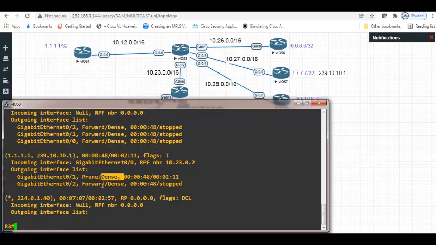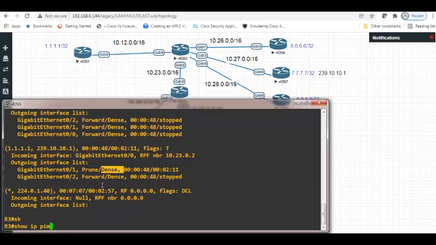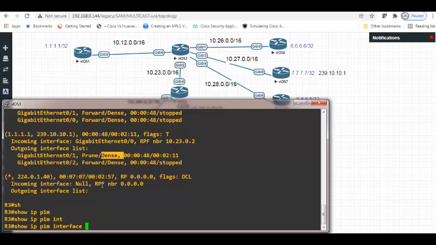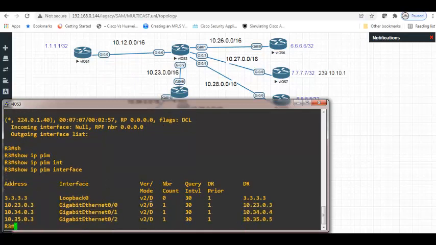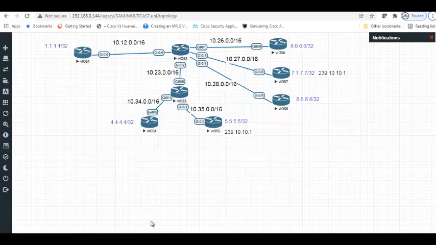See this command: show ip pim interface. It shows the mode that is running is dense mode. Don't worry about the version. The default version is 2. Dense mode. Alright. Fine. Now we are not interested in dense mode because it is flooding and pruning.